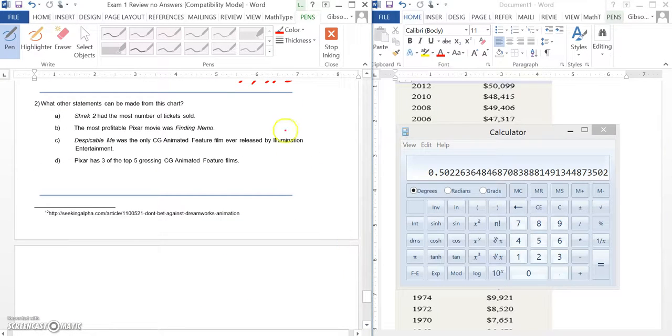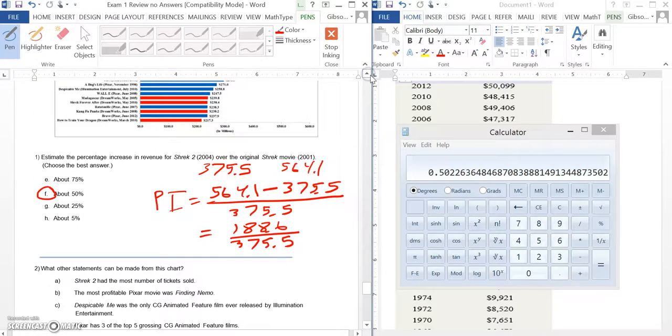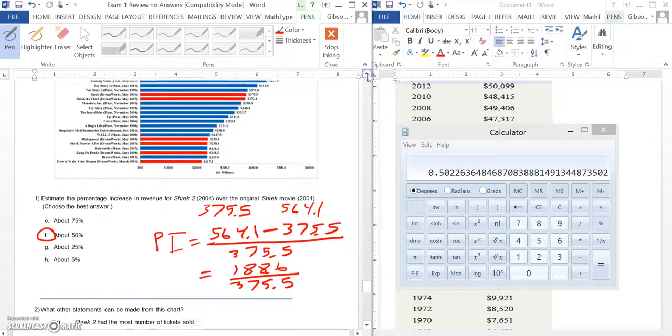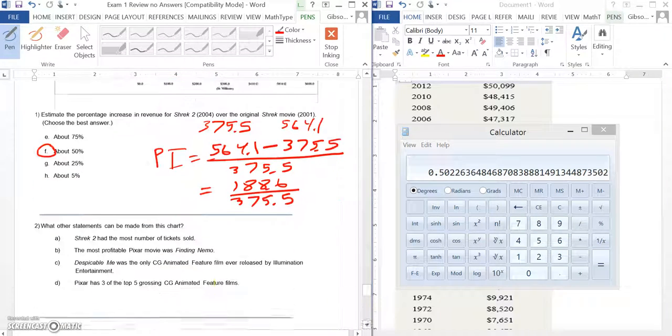Okay, now we move on to the next problem. It says number 2. What other statements can be made from this chart? Okay, so we have A. Shrek 2 had the most number of tickets sold. Okay, let me go back up here. Well, if we look here, now remember this is inflation adjusted, so let's read all of the statements.